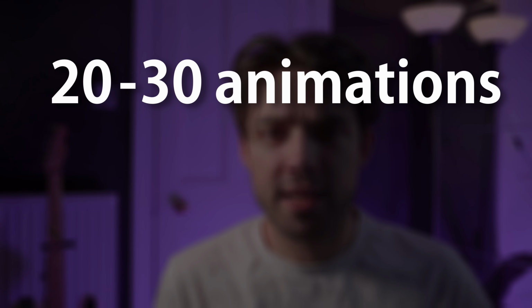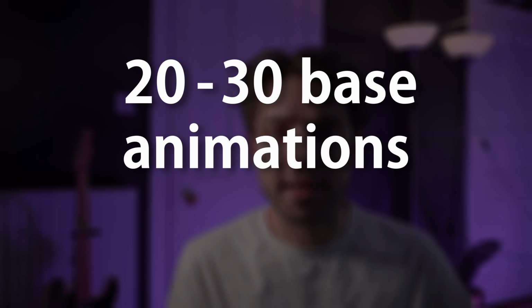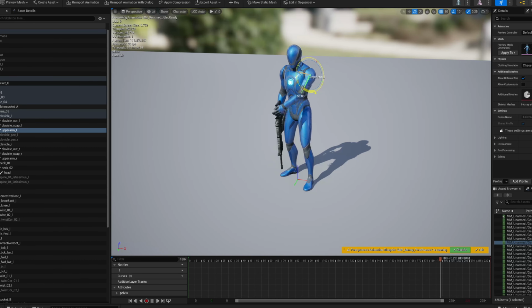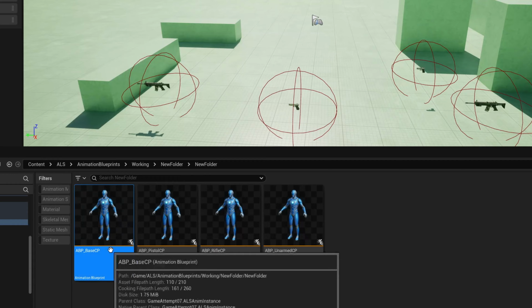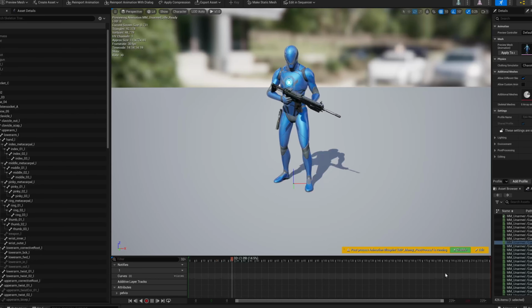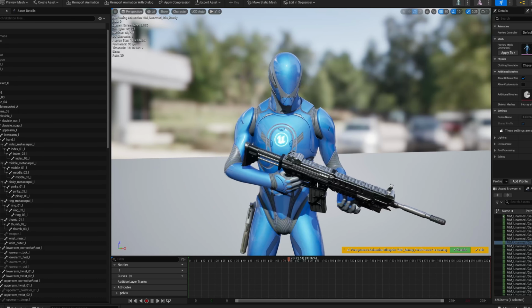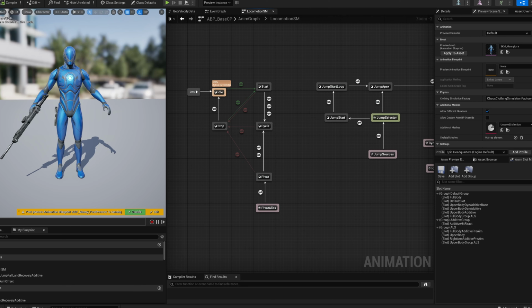So my idea is this: instead of having 20 to 30 animations per weapon type, I could instead have 20 to 30 base animations, and then simply offset their arms to suit the weapons that they're carrying. And that seems a much better process, obviously. The idea was to create a single animation blueprint, and then just vary the poses as required. This would avoid duplicating graphs and having to link new anim instances and more.